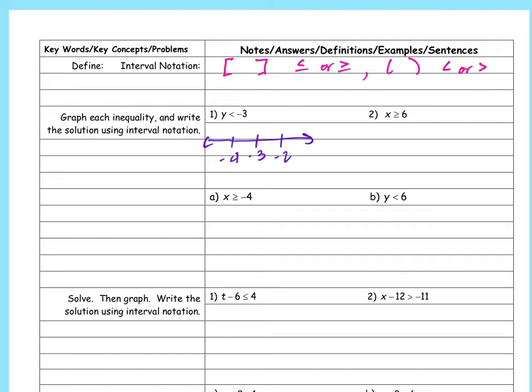Oh, the other thing, sorry, I just almost forgot. When I'm doing my graphing, if I have a greater than or equal to or less than or equal to, I use a solid dot on the graph. And if it's less than or greater than, I use an open dot. So that's another thing that we need to talk about when we're graphing. So number 1 is y is less than -3. So is it going to be open or closed?